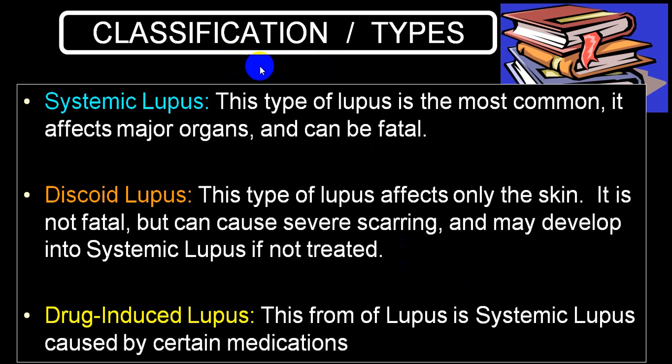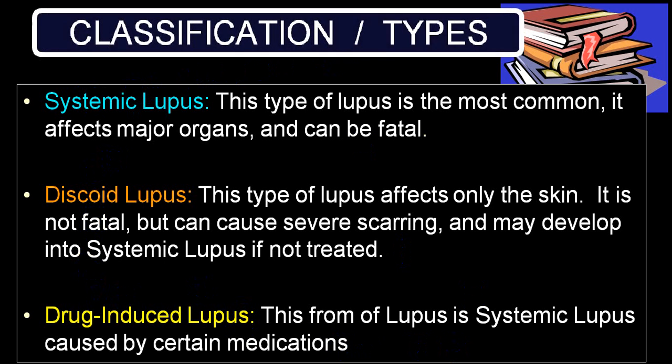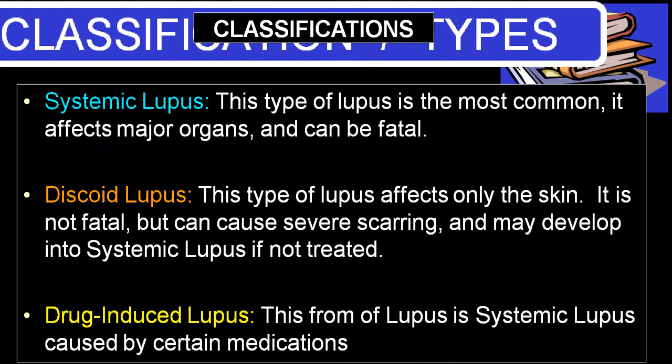Depending upon the type, lupus is divided into 3 classical varieties: systemic lupus, discoid lupus, and drug-induced lupus. Systemic lupus means lupus plus multi-organ involvement. Discoid lupus mainly affects the skin and is non-fatal, and may develop into systemic lupus if not treated. While drug-induced is a variety of systemic lupus, but the etiology is because of certain medicines.